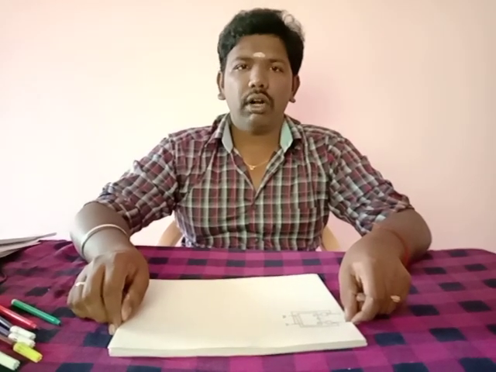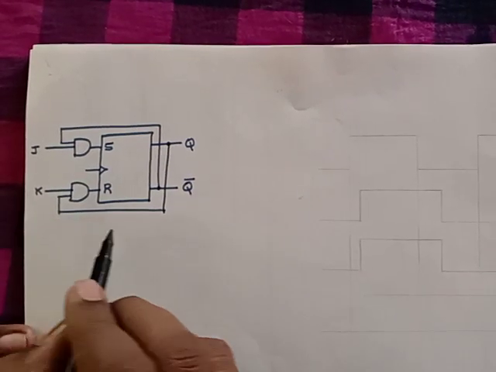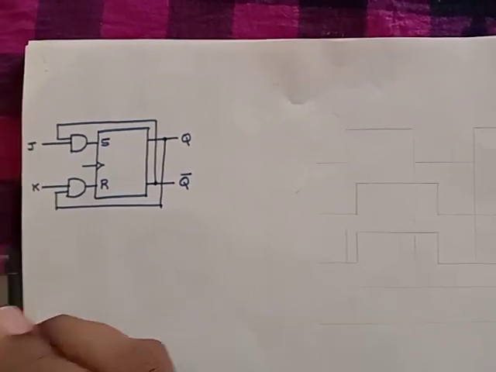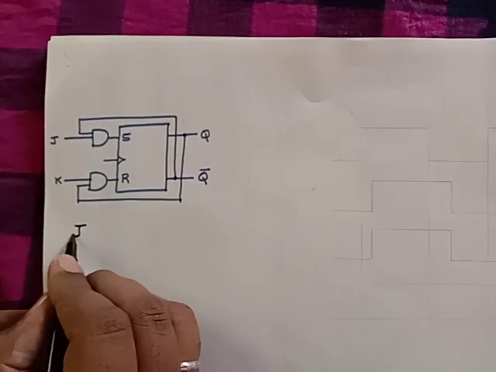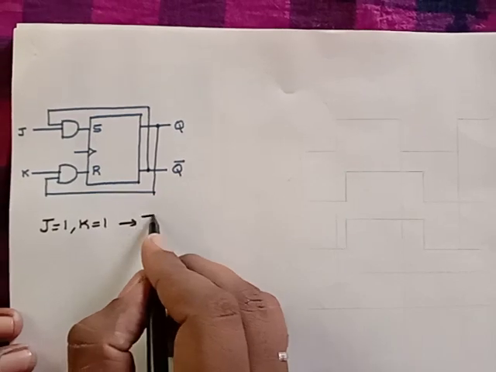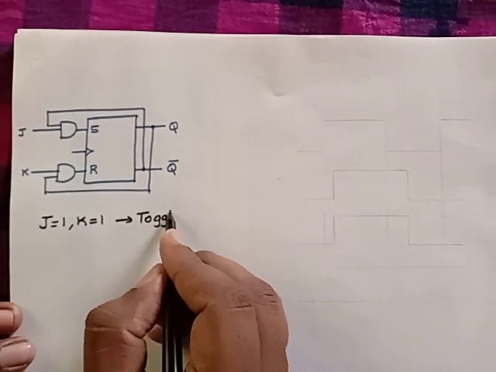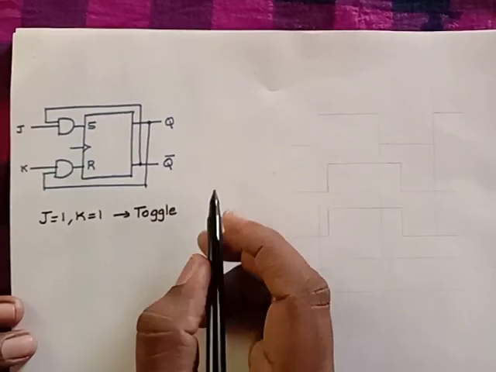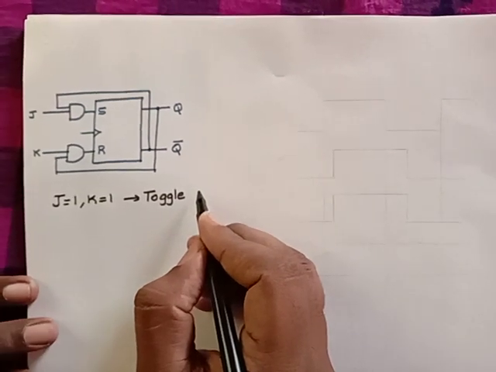Hi everyone. Today let us see a new topic called master slave flip flop concept. This is the diagram of your JK flip flop. Now we all know that the specialty of JK flip flop is when you give J equal to 1 and K equal to 1, it will act as a toggle condition. This is your feature which overcomes your disadvantage in your SR flip flop.